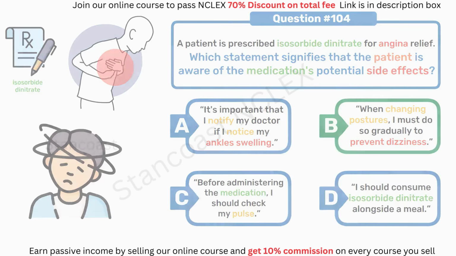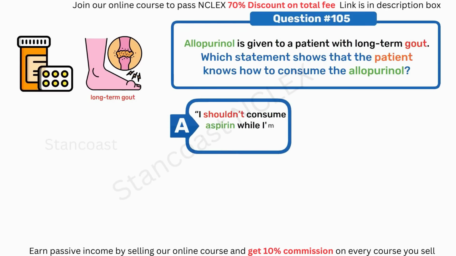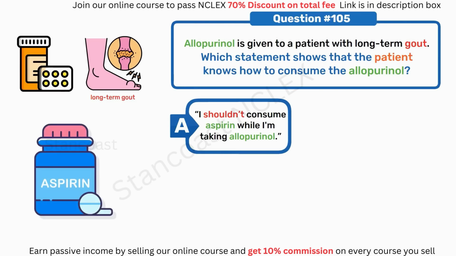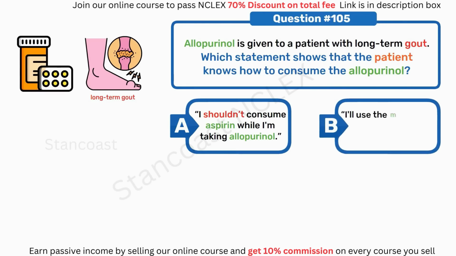Allopurinol is given to a patient with long-term gout. Which statement shows that the patient knows how to consume allopurinol? A. I shouldn't consume aspirin while I'm taking allopurinol. B. I'll use the medication whenever I feel pain in my joints. C. It's best for me to take this medication without food. D. Drinking a lot of water is essential when I'm on allopurinol.